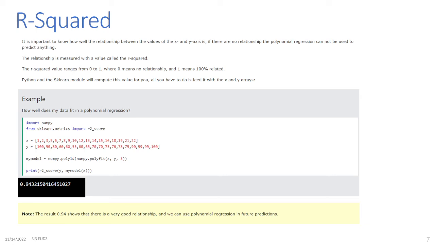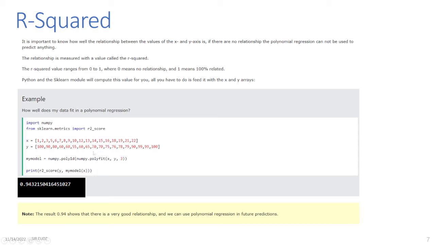So how well does my data fit in a polynomial regression? Let's try to test if our data fits polynomial regression. We import numpy, and from sklearn.metrics import r2_score, so that's r squared score. My model equals numpy.poly1d(numpy.polyfit(x, y, 3)). So this is our model, and then print r2_score(y, mymodel(x)). Take note, we have y first and then the x value.